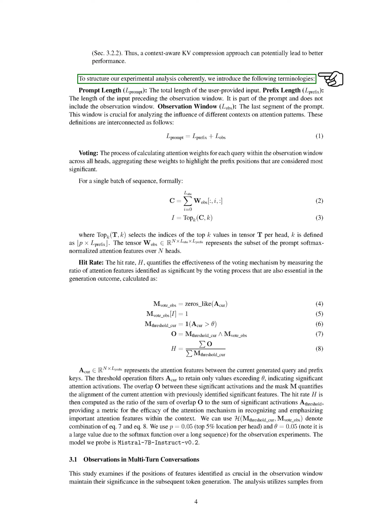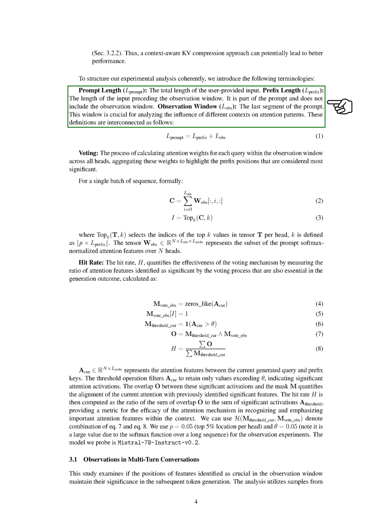To organize our experimental analysis, we introduce the following terms: prompt length, L_text, prompt, total length of user input. Prefix length, L_text, prefix, length of input before the observation window. Observation window, L_text, OBS, the last segment of the prompt, crucial for analyzing different contexts' influence on attention patterns.